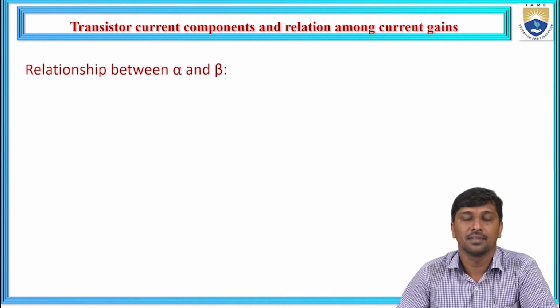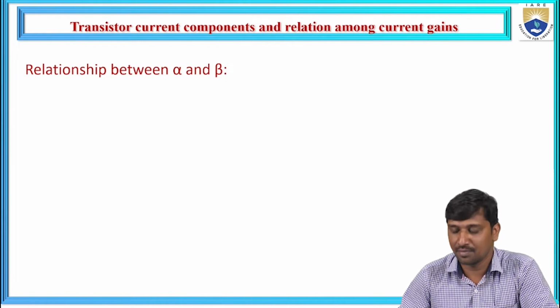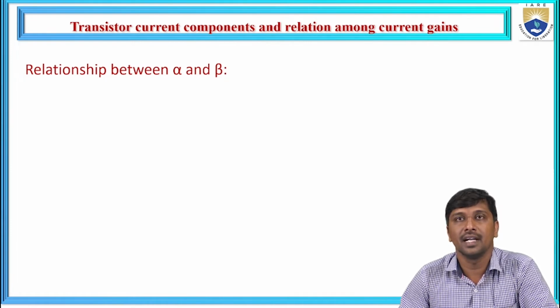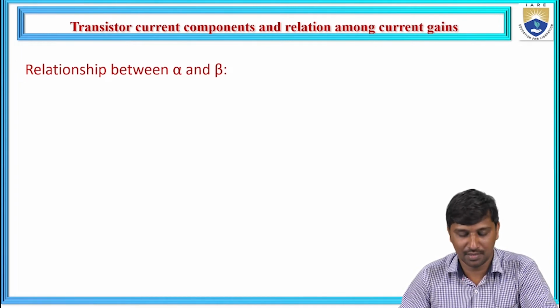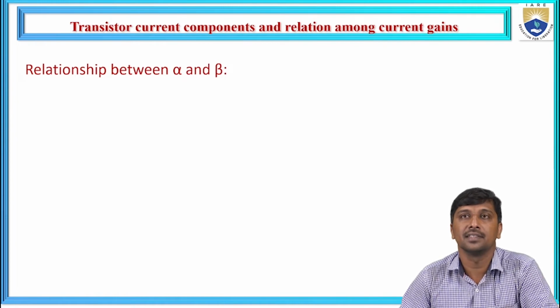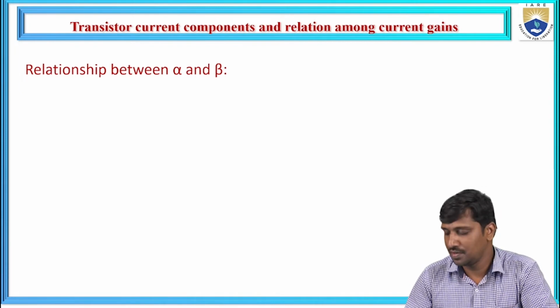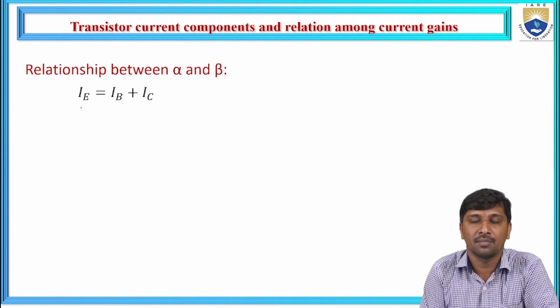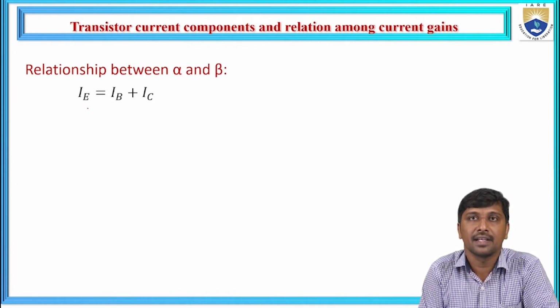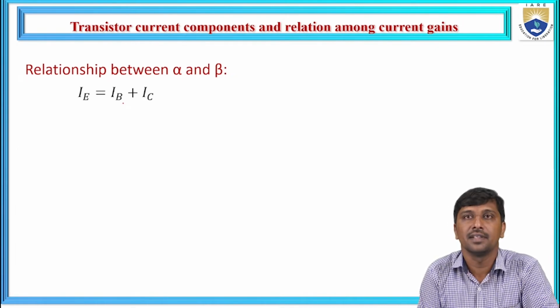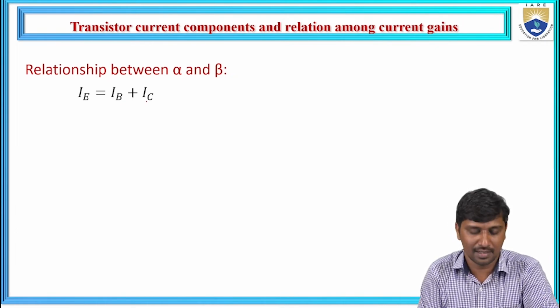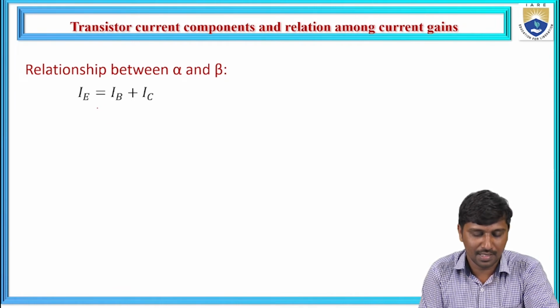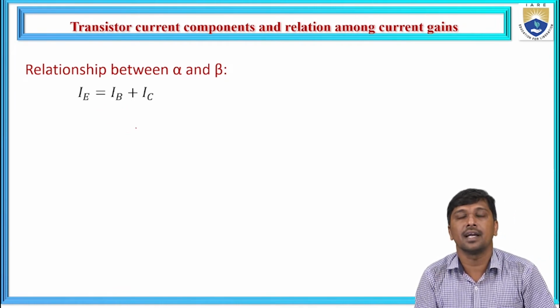Then we need to find out some relations. So till now we have observed the three parameters, alpha, beta and gamma. Now we need to find out the relationship between alpha and beta, that is, how we can represent alpha in terms of beta or beta in terms of alpha. For this, we know that from the transistor construction, the emitter current is the summation of base current and collector current. Hence, IE is equal to IB plus IC.